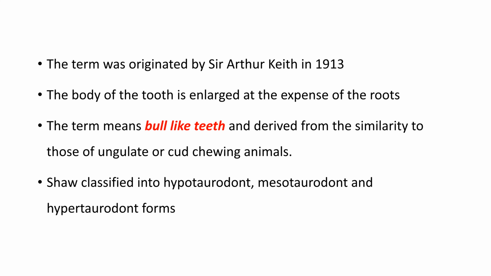Shaw further classified taurodont teeth into hypotaurodont, mesotaurodont and hypertaurodont forms. The hypertaurodont form is the extreme form, in which the bifurcation or trifurcation occurs near the apex of the root, and the hypotaurodont form is the mildest form.